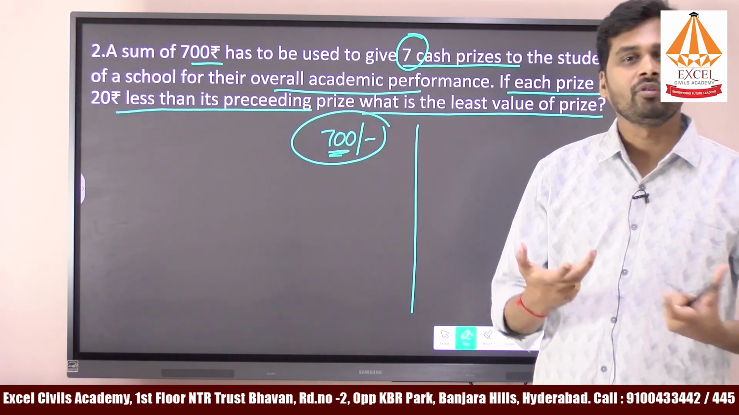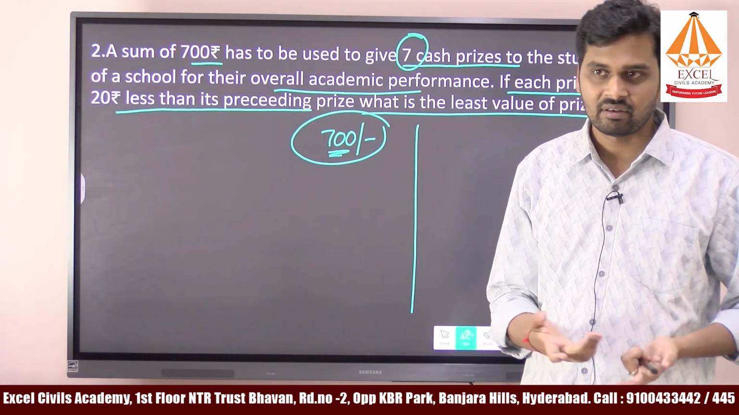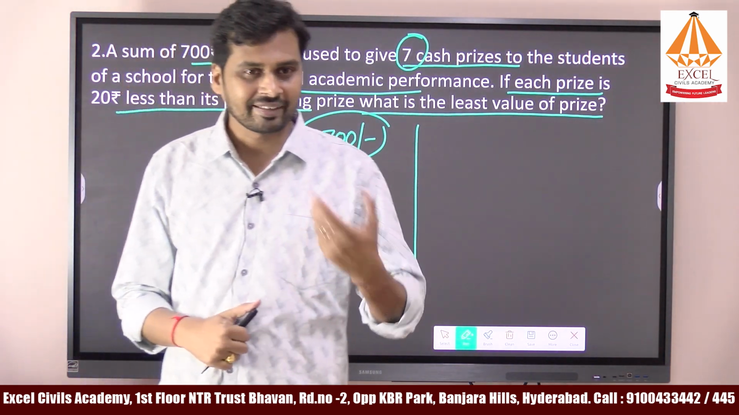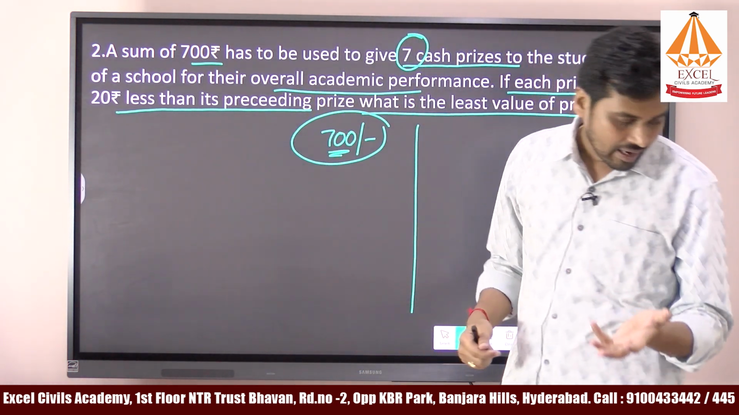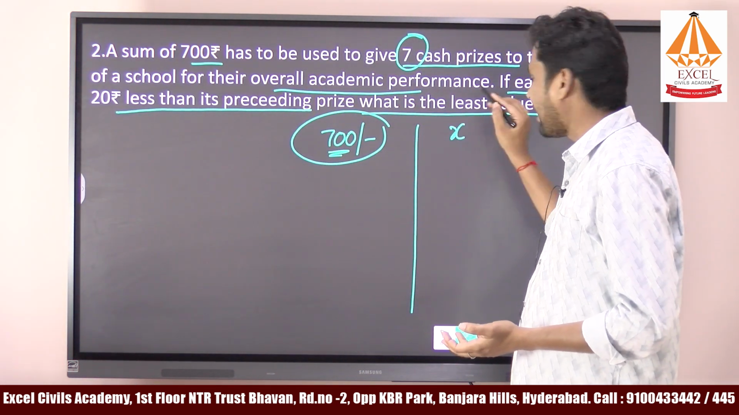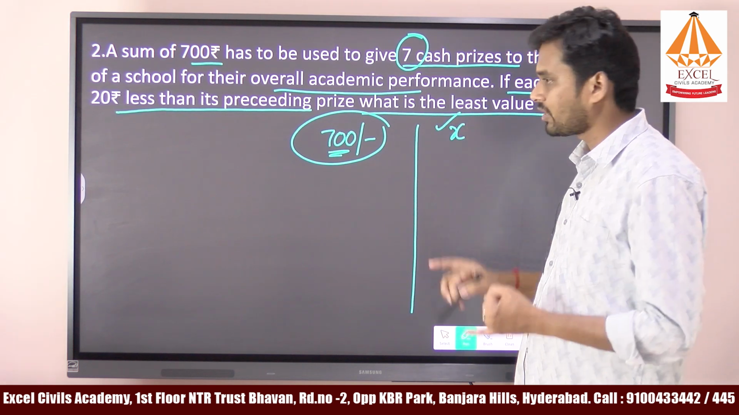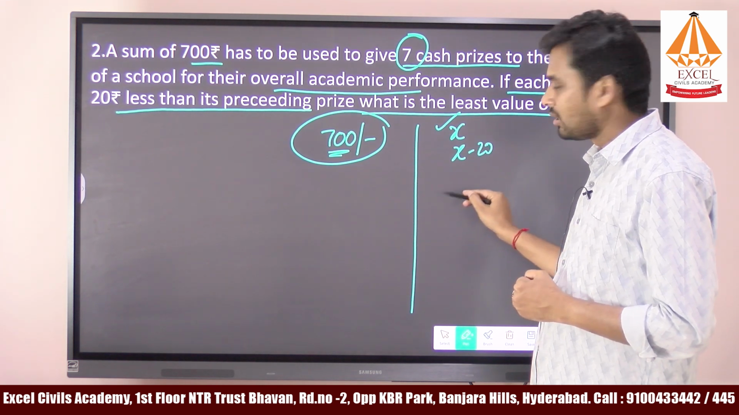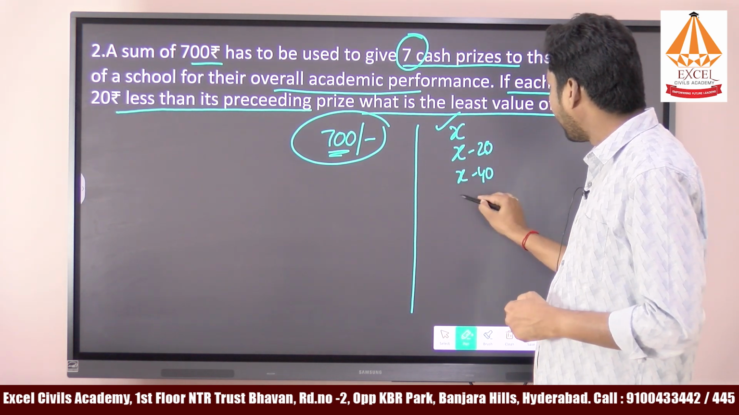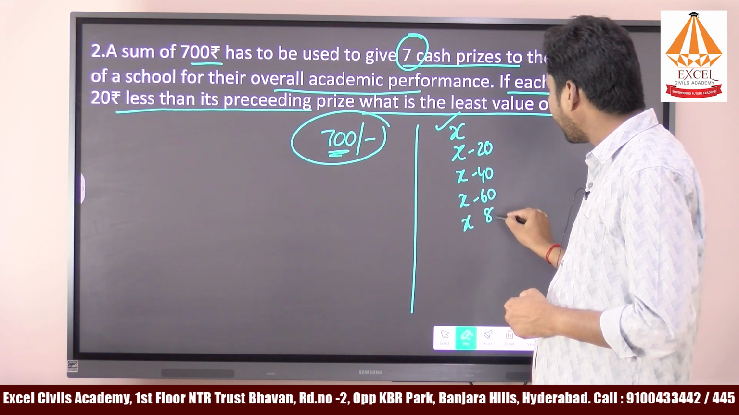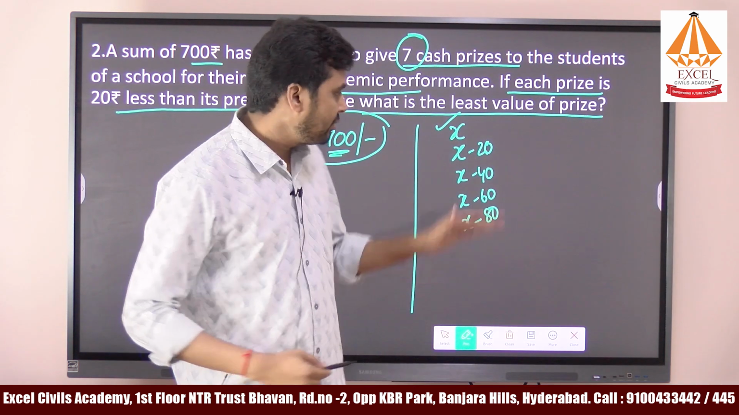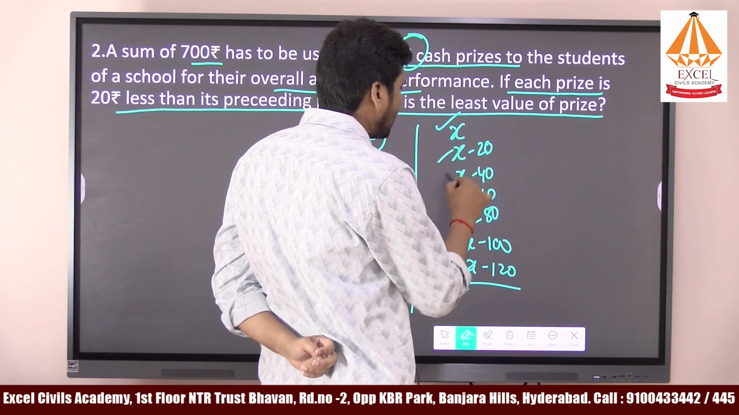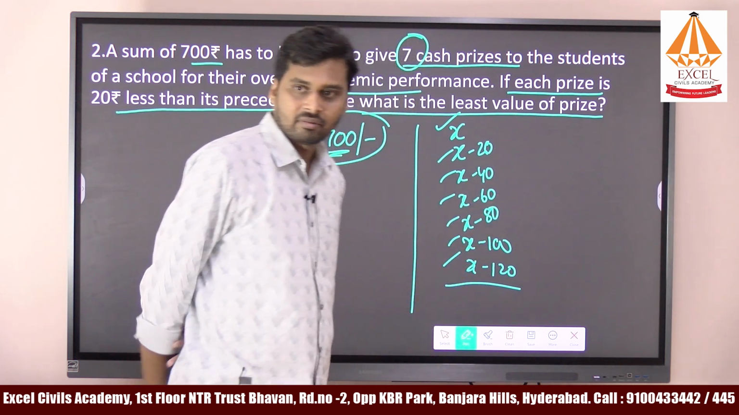When we don't know any value, in mathematics or aptitude, we always take that as x. Since I don't know the initial value of the prize, let's say it is x. Then the next value is x minus 20, then x minus 40, x minus 60, x minus 80. How many prizes do we have? 7 prizes, so we write 7 prizes: x minus 100, x minus 120. Now you see 1, 2, 3, 4, 5, 6, 7. We have 7 prizes.